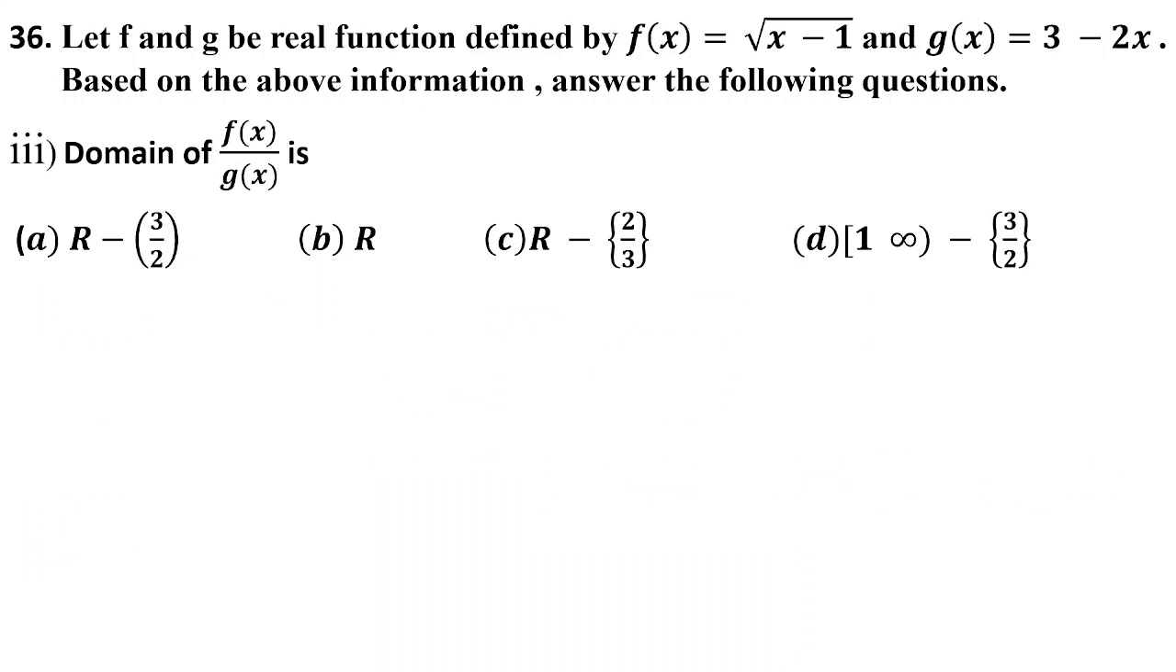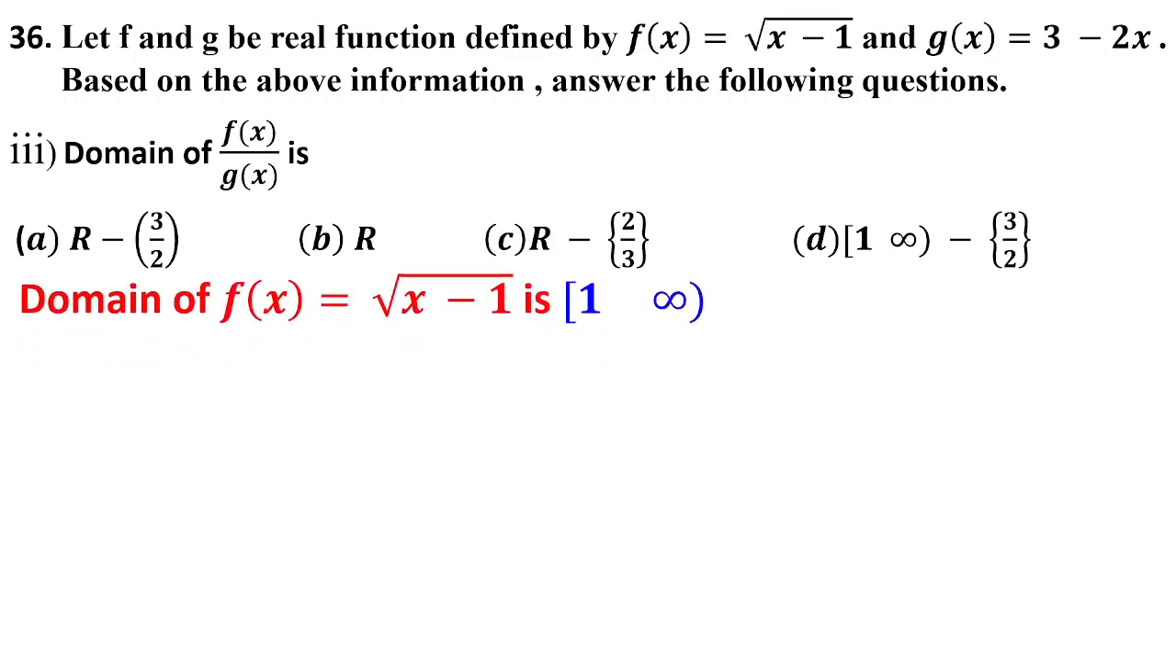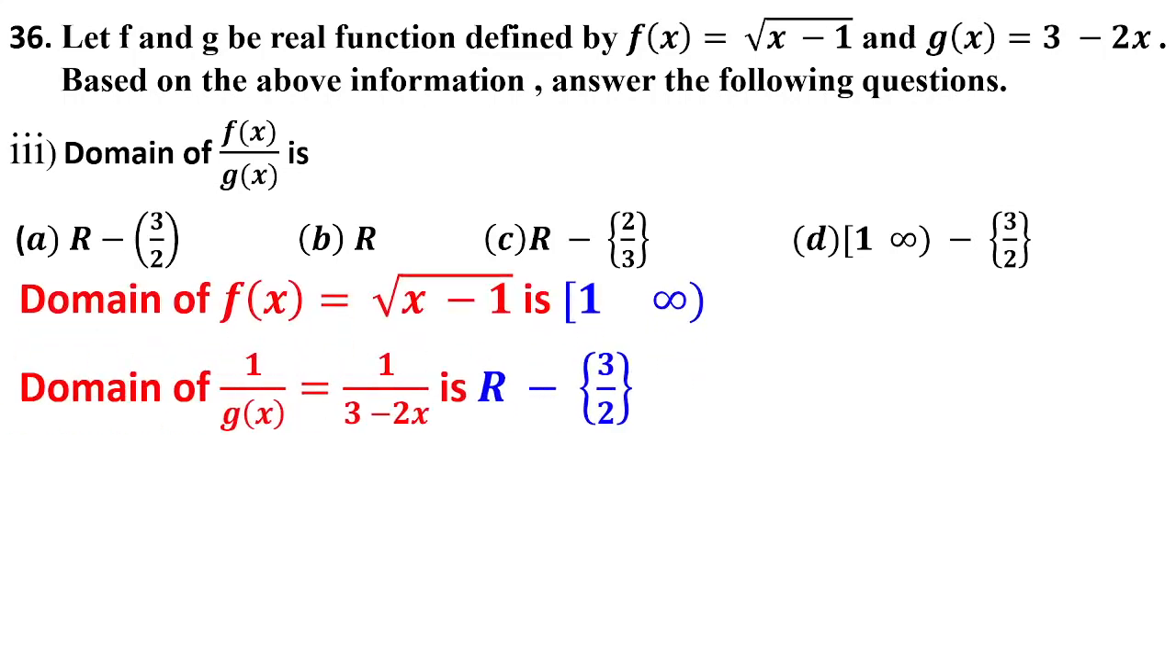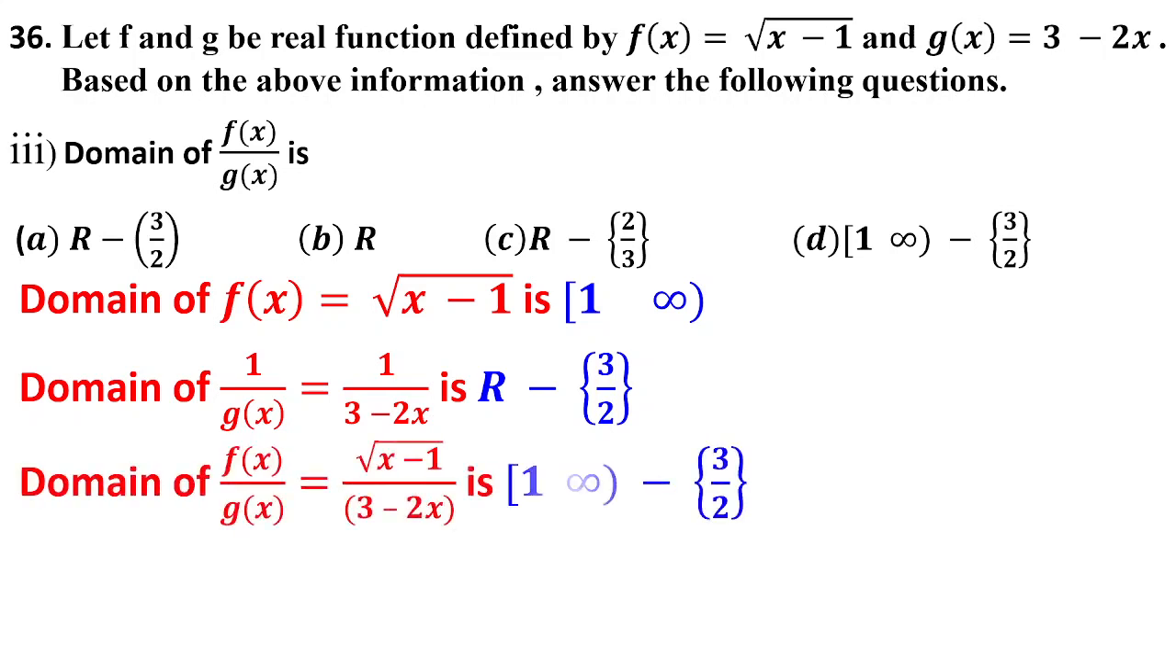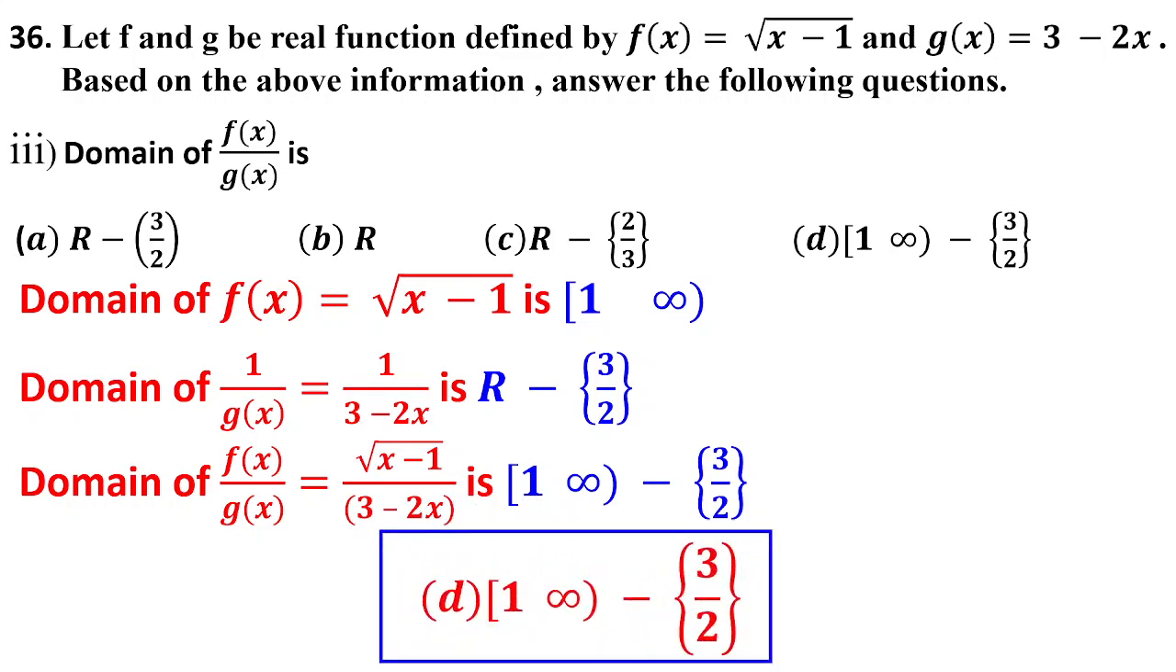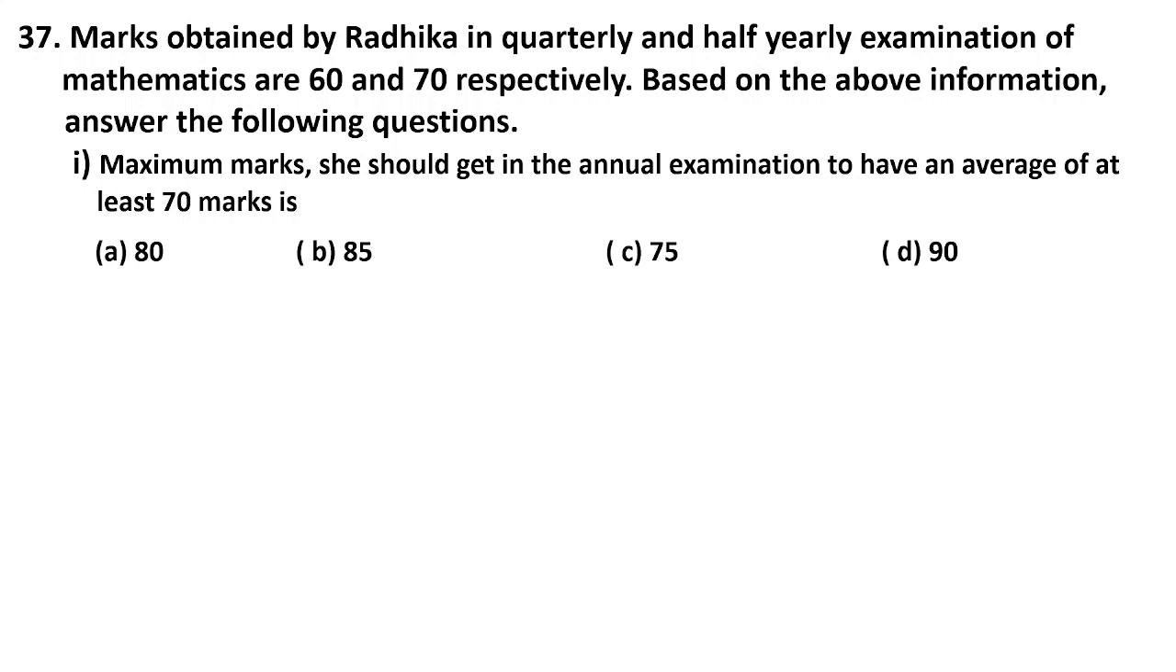Well, then 36. Next one, f of x upon g of x. We have to divide. The domain of the first one is 1 to infinity. The domain of the second function, which is in the denominator, is R minus 3 by 2. Therefore, for the numerator it is 1 to infinity, and for the denominator 3 by 2 should not come. Therefore, 1 to infinity except the number 3 by 2. Then only this function f of x by g of x will be valid. That will become the domain. Question number 37.